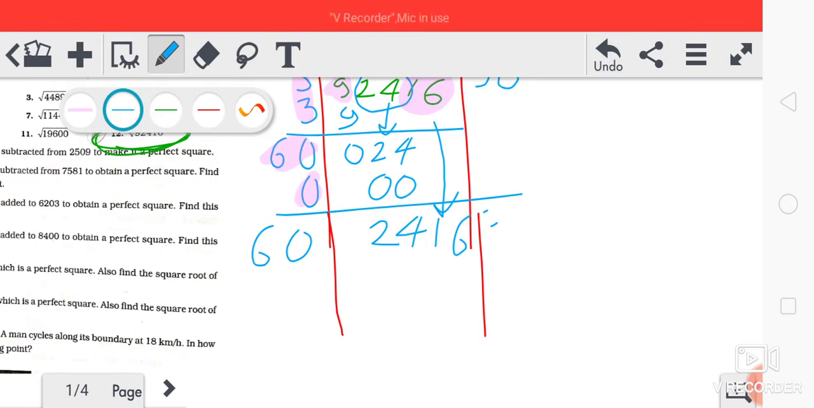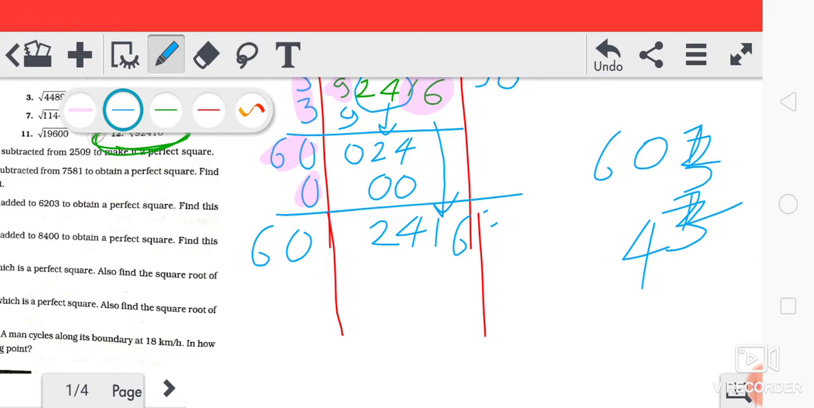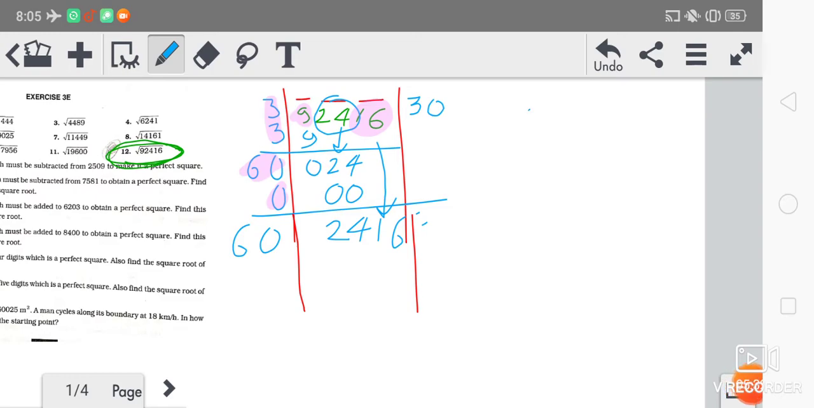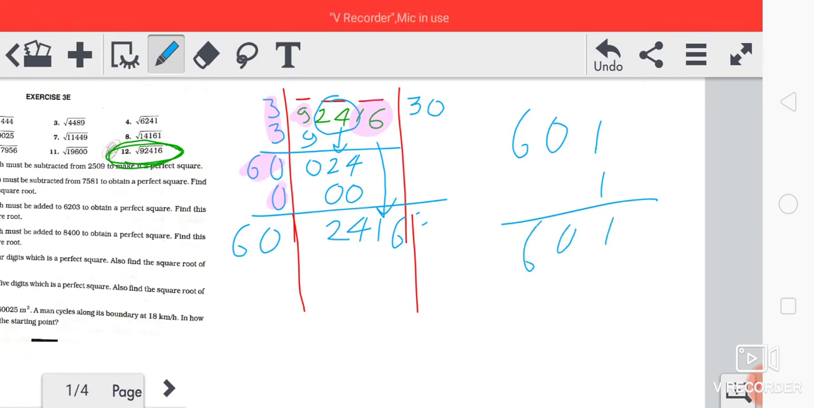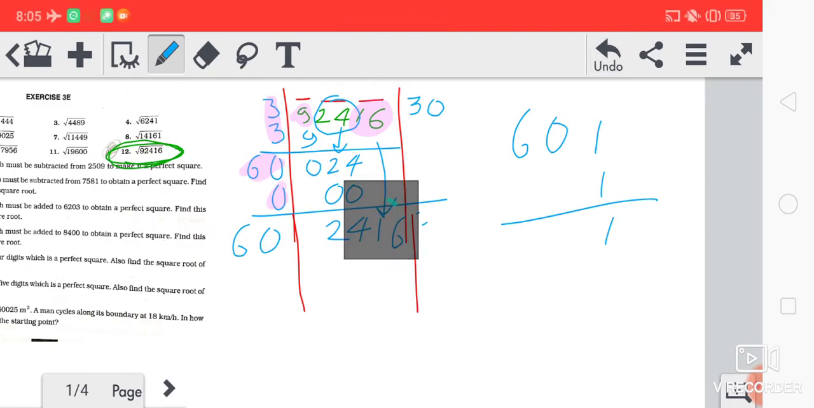On the left side, 60 is already there. Now what number do we have to take? 1 times, or 2 times, or 3 times, or 4 times? If we take 1 times, 60 is already there, then 1 1 multiplied gives 601. And here it is 2416. So it is too much larger, and it is coming 601 only. So we should take a bigger number.